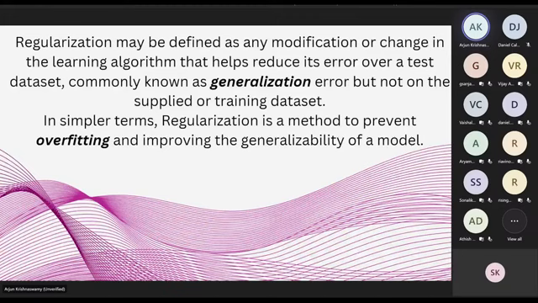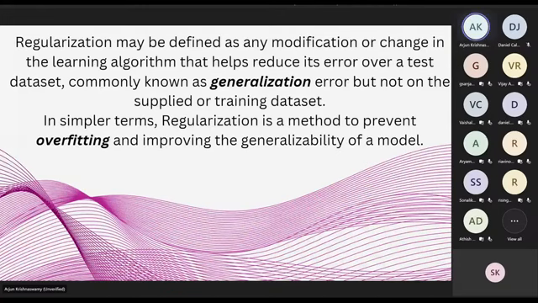And how it prevents overfitting, we will look into that in the further slides when I talk about the different types and methods of regularization. So the basic idea is it is a method, it is a change such that overfitting doesn't occur.